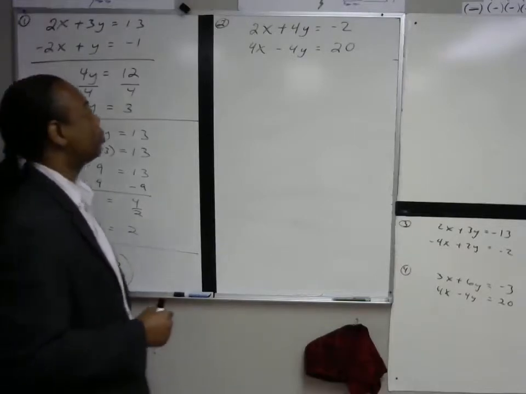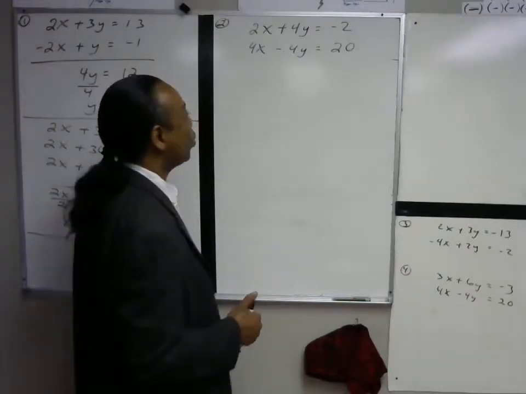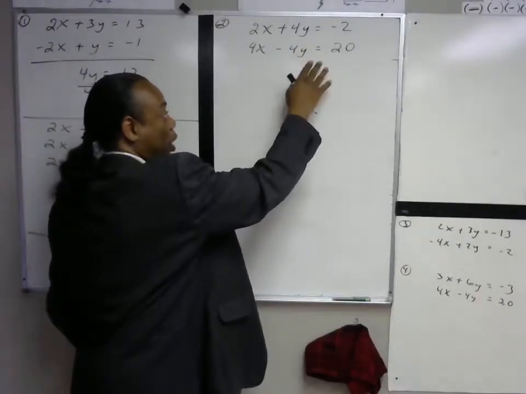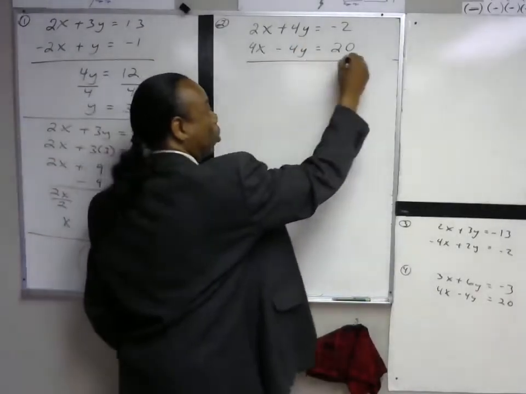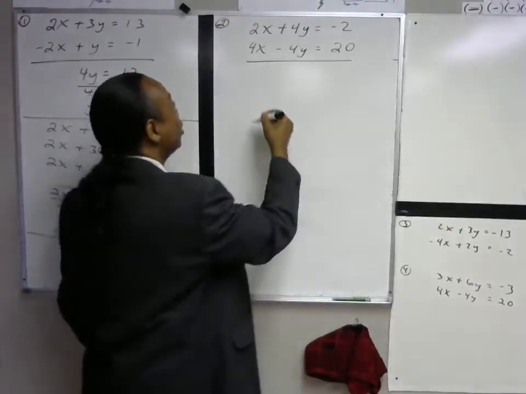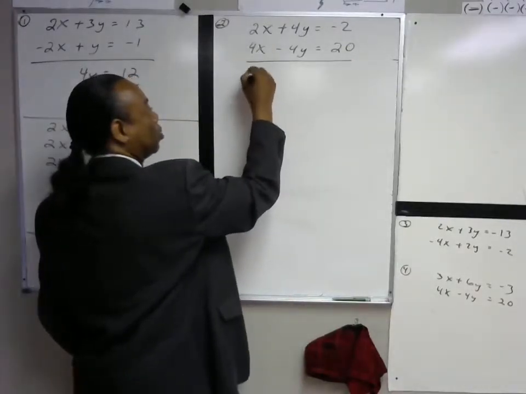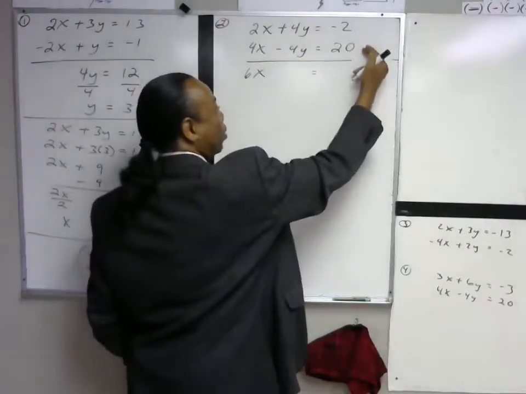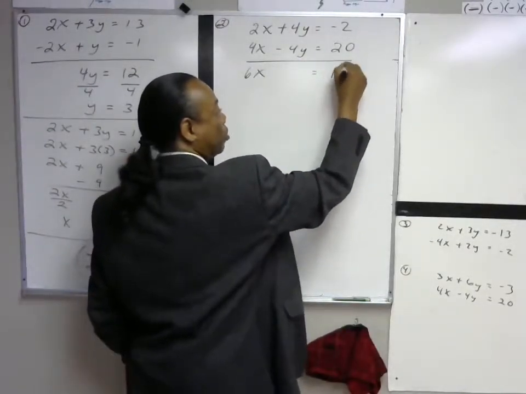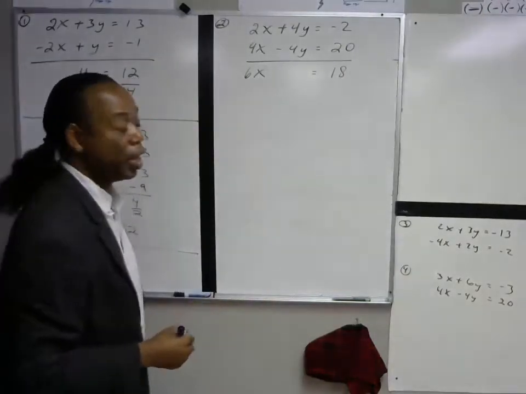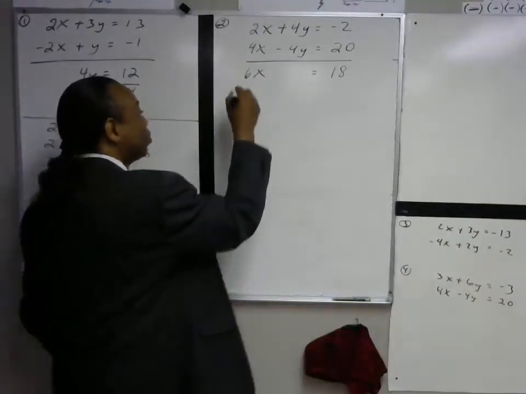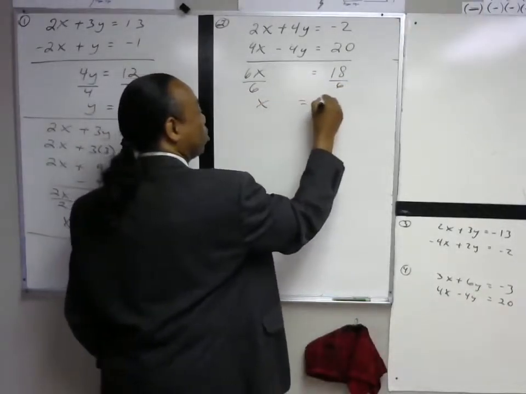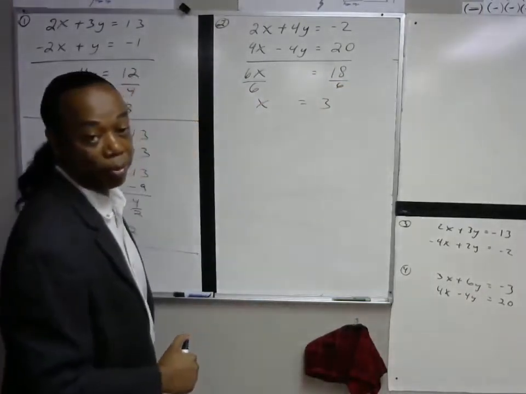Okay, number 2. Number 2, we do have additive inverses. We have a 4y here and a negative 4y there. So those are additive inverses. So we can add the two equations together or combine them. So we'll get 6x's. The y's will eliminate. And so we combine the negative 2 and 20, we get 18. Now divide both sides by 6. And we end up with x equals 3.